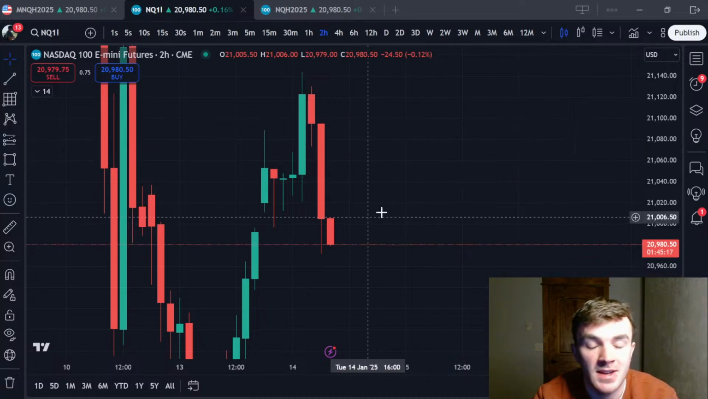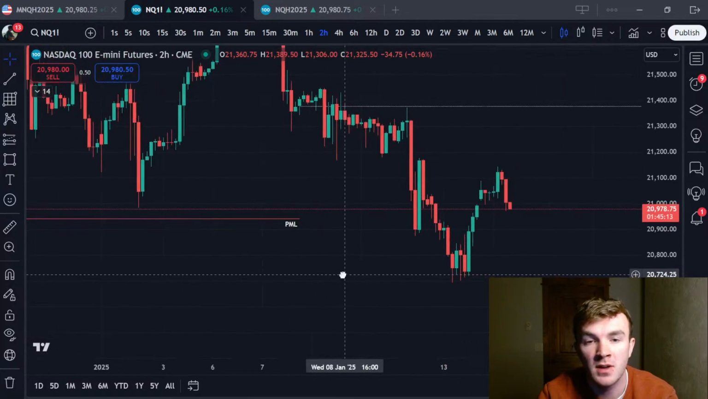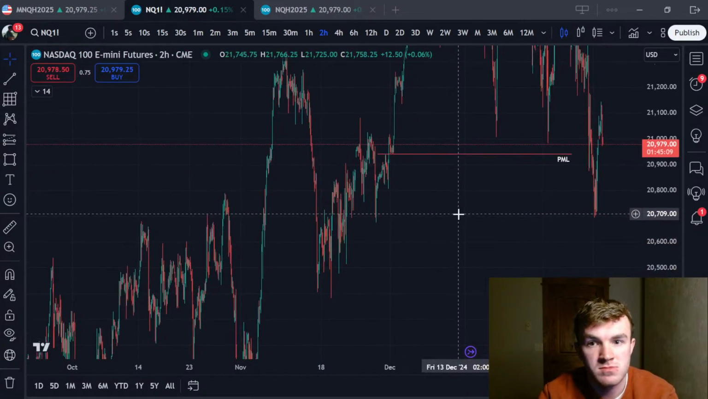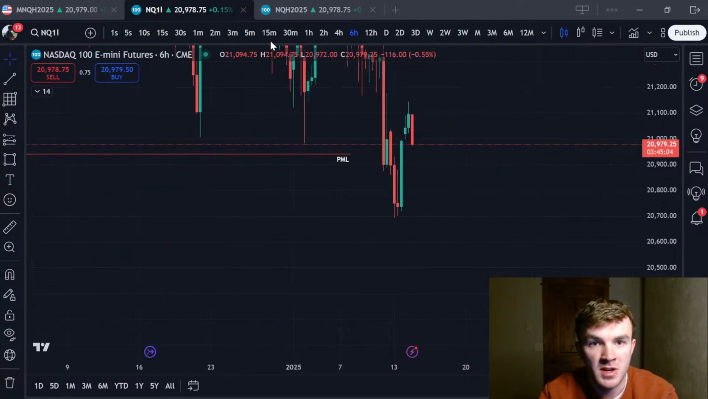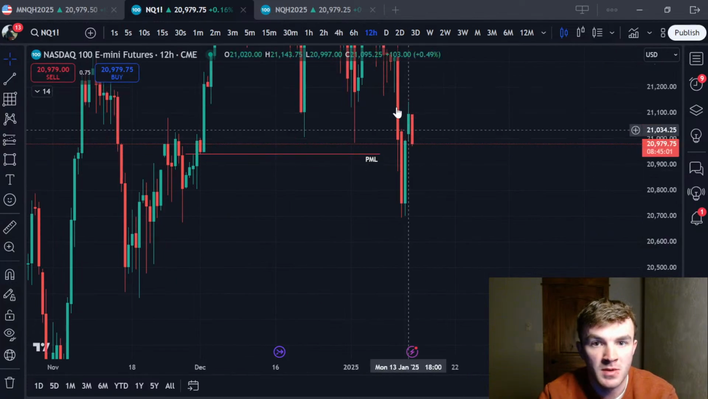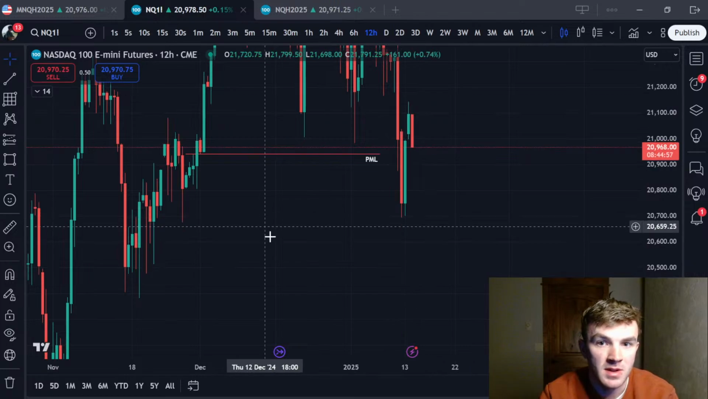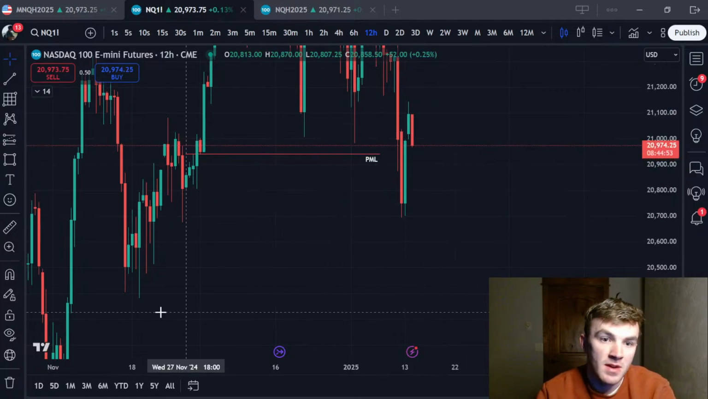Then again, higher time frame's bearish. It's important to acknowledge that. On the chance we do go lower, you could argue we're within a 12-hour fair value gap. We left relatively equal lows, so we have good liquidity below.